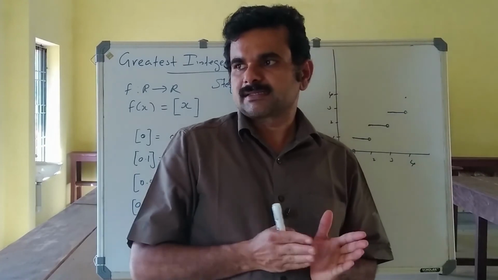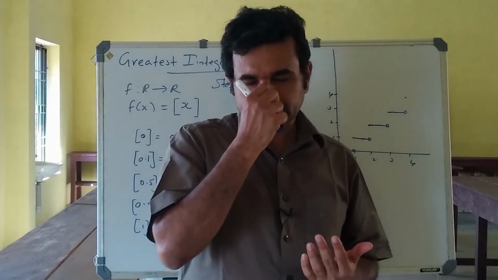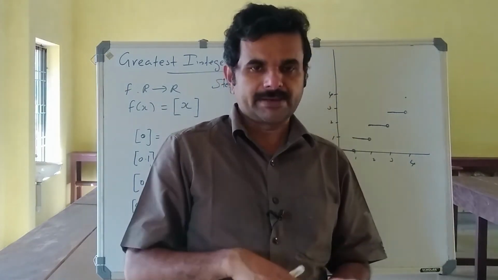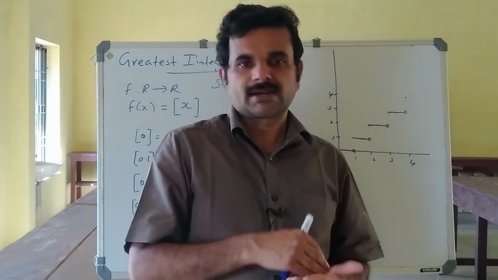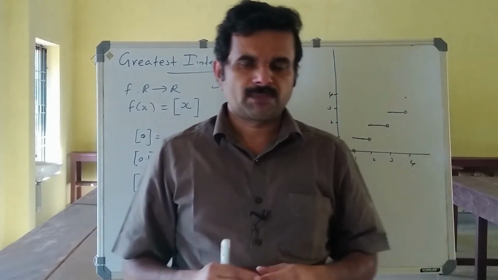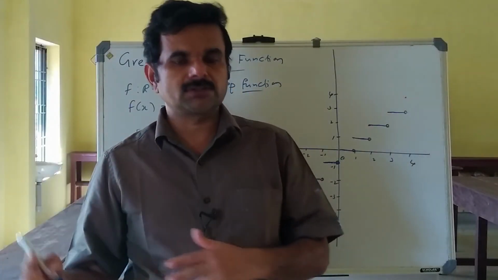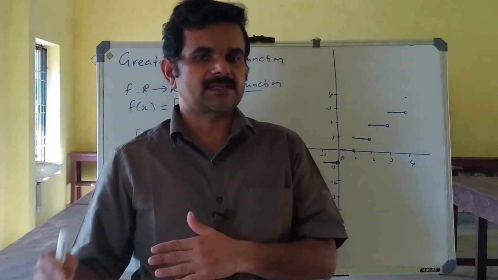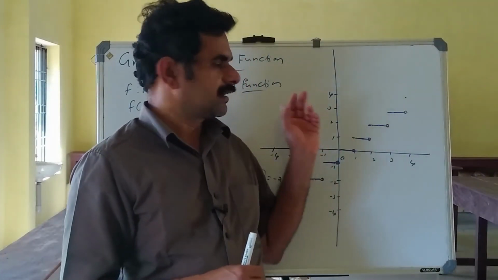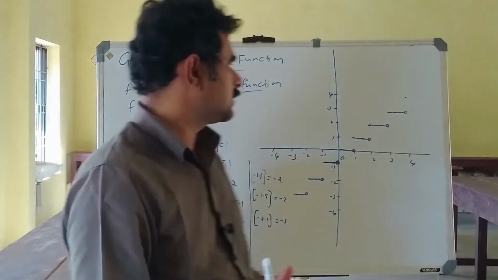Similarly, we discussed the parabolic function f of x equal to x square, the cubic function f of x equal to x cube, the reciprocal function f of x equal to 1 by x, and the signum function. Signum function means a function which is distributed in 3 steps: f of x equal to 1 for x greater than 0, f of x equal to 0 for x equal to 0, f of x equal to minus 1 for x less than 0. And finally, we are here: the greatest integer function, also known as the step function.